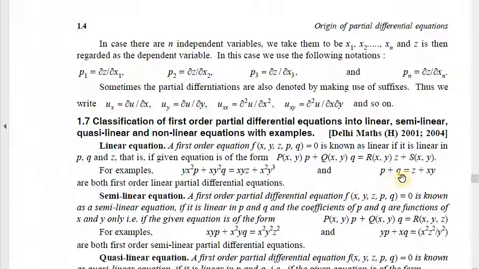You can see that the degrees of p, q and z are 1. So capital P(x,y) here is 1, capital Q(x,y) will be 1, capital R(x,y) will be 1 in this equation. So these are the linear partial differential equations.